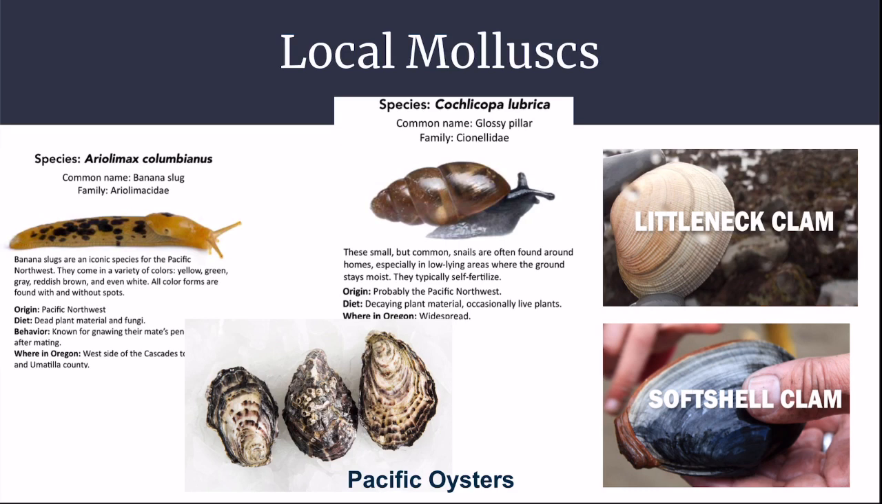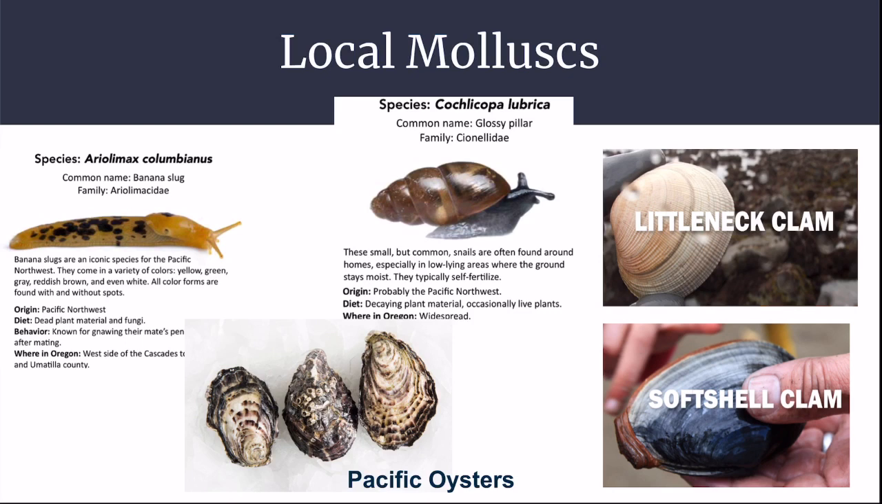And then we've got the glossy pillar, which is that cool-looking snail up in the top center. Those are going to be found all over Oregon, and around the Pacific Northwest. And it says that they eat decaying plant material. That goes back to the symbiotic relationship between the dead matter and the univalves. And then we've got Pacific oysters.